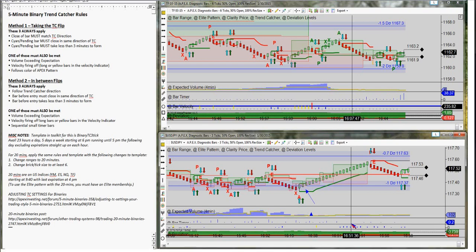The bar timer, a short bar means it's quick to form. The bar velocity, the taller the bar, the faster it is. But that does not mean they're opposites. They are not at all opposites. They actually coordinate with each other. One gives you the speed of the market, and one gives you the speed of the bar, which is a little bit different.